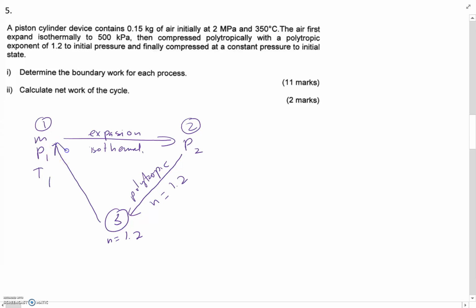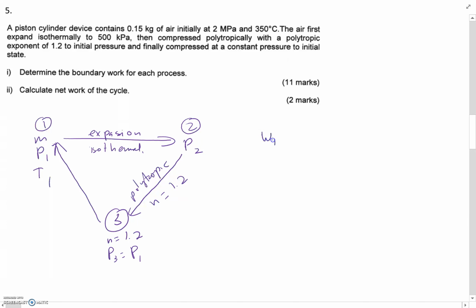So your P3 in here is actually equal to P1. And finally it is compressed at constant pressure to the initial state. Sorry, this one, n equals 1.2 to the initial pressure. So the question is, determine the boundary work for each process.